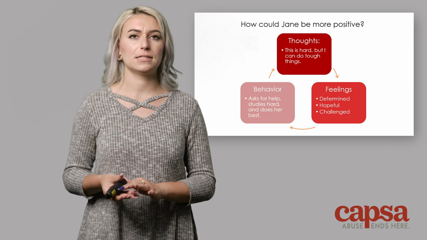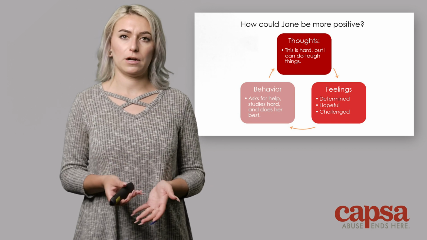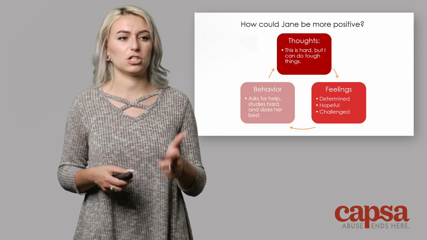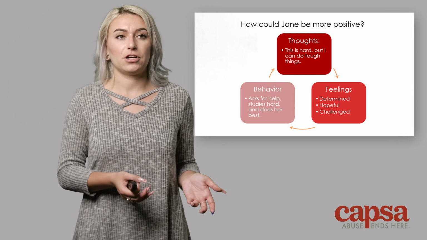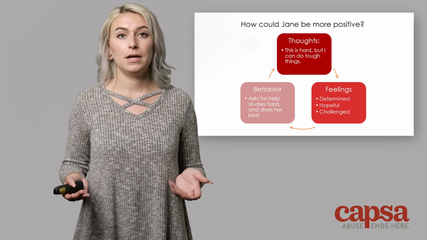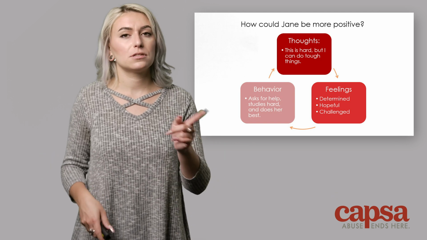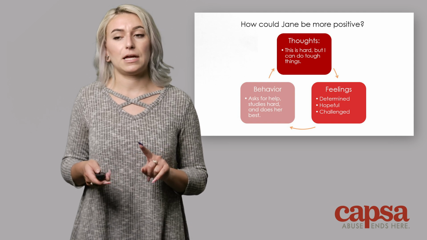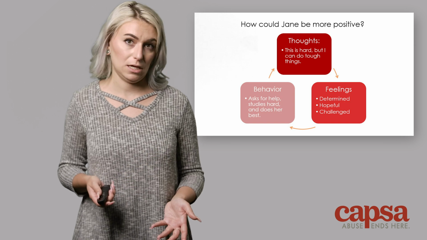relationship with them. If Jane says, "This is tough, but I can do tough things if I choose to work hard," she might feel more challenged, she might feel more determined, she might feel more hopeful, and that will influence her behavior. And maybe she asks for help, studies hard, and just does the best that she can. Okay, so this is our example of how positive self-talk works, and really just our example that's setting us up for the activity that your students will participate in.